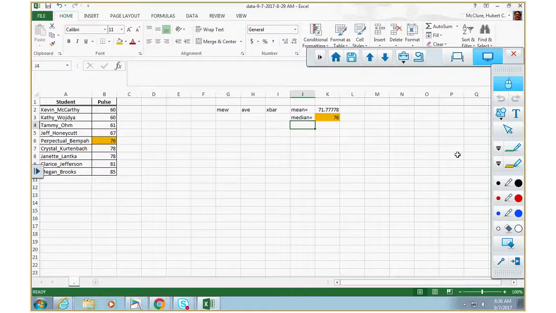Mode. Mode equals most, right? Can you have more than one mode? Yes. They have to all show up the same amount of times. You can't have 36 show up twice and 42 show up 3 times and put both of them down. 42 is your mode because it shows up 3 times. A lot of people get confused here. And the mode is not really that important. It's not that important at all.